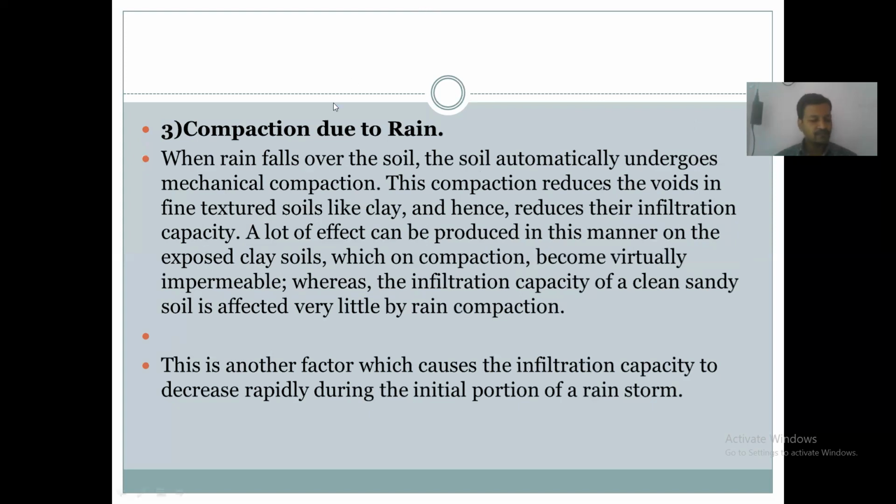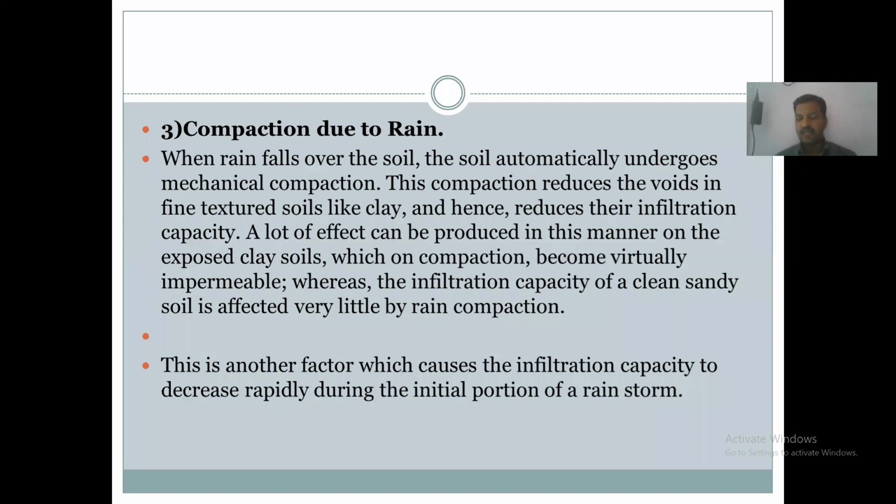Then third one is compaction due to rain. This is the third factor affecting the infiltration capacity. So when rainfall occurs, when it rains, what will happen? It will fall on the top surface of the soil. First the rain will fall on the top layer. After the rain falls, what will happen?